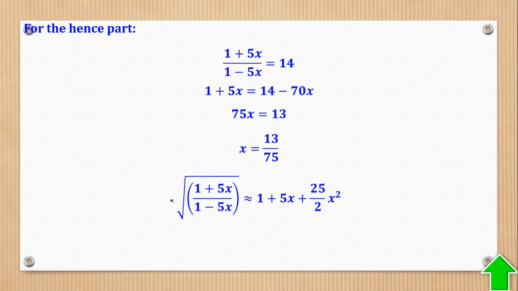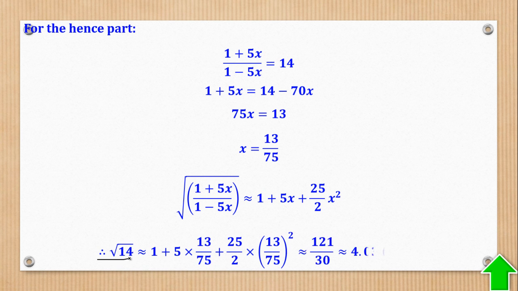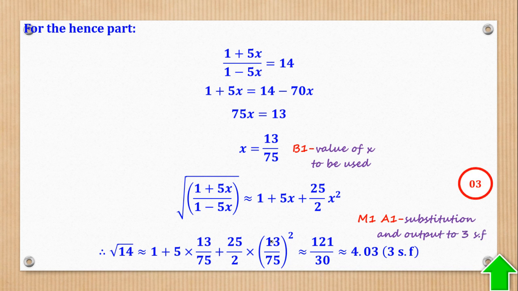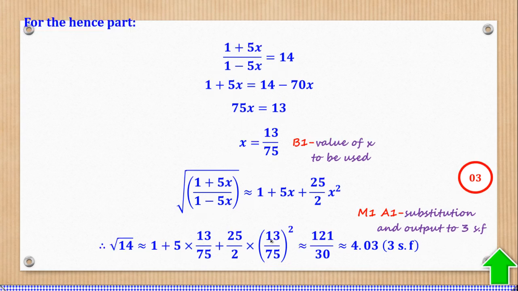Meaning that from this I substitute for x. Root 14 will be equal to 1 plus 5 times 13 over 75, 25 over 2 times 13 over 75 squared to give you this, but they wanted the answer to 3 significant figures. And that's what they wanted.